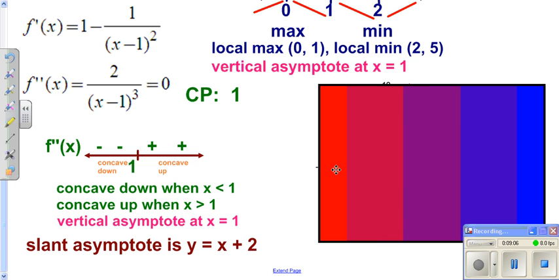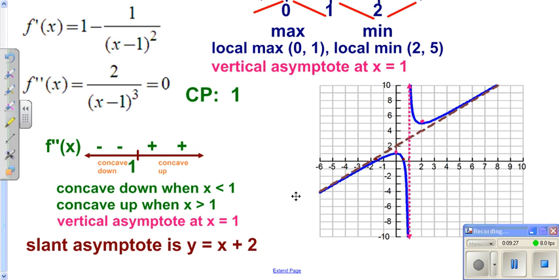Now going ahead and graphing all this, on your graph you want to plot your slant asymptote as a dashed line, do your vertical asymptote, plot your x-intercepts, your y-intercepts, and plot your maximums and your minimums. When you've done all that, you get this graph here.